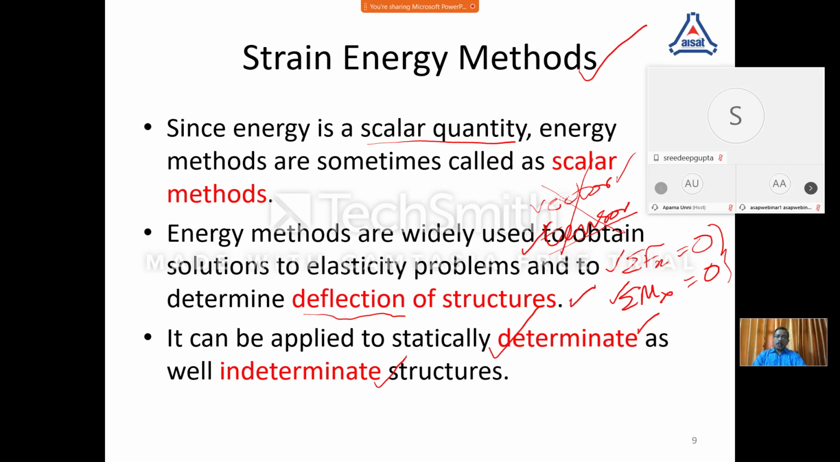That is, using the principles of statics, we can solve the problem in a statically determinate case. In the other case, it may not be possible. These equations and this group of equations may not be enough to solve a particular type of problem. So both the statically determinate as well as indeterminate types can be solved using the strain energy approach. So these are the advantages.